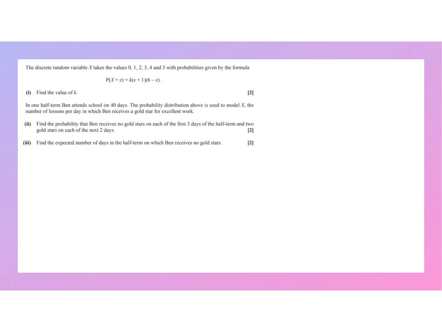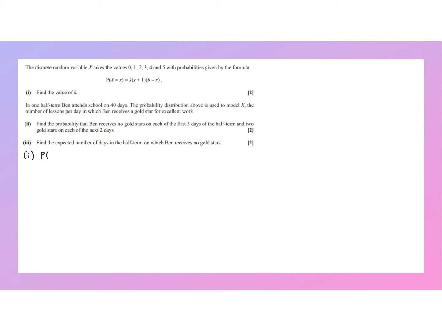So, we're given a question about a discrete random variable x, which can take the values 0, 1, 2, 3, 4, 5, and the probability of x taking each particular value is given by this formula. So for part 1, find the value of k, which is an unknown in the formula. So the first thing that we're going to do is work out each of the probabilities.